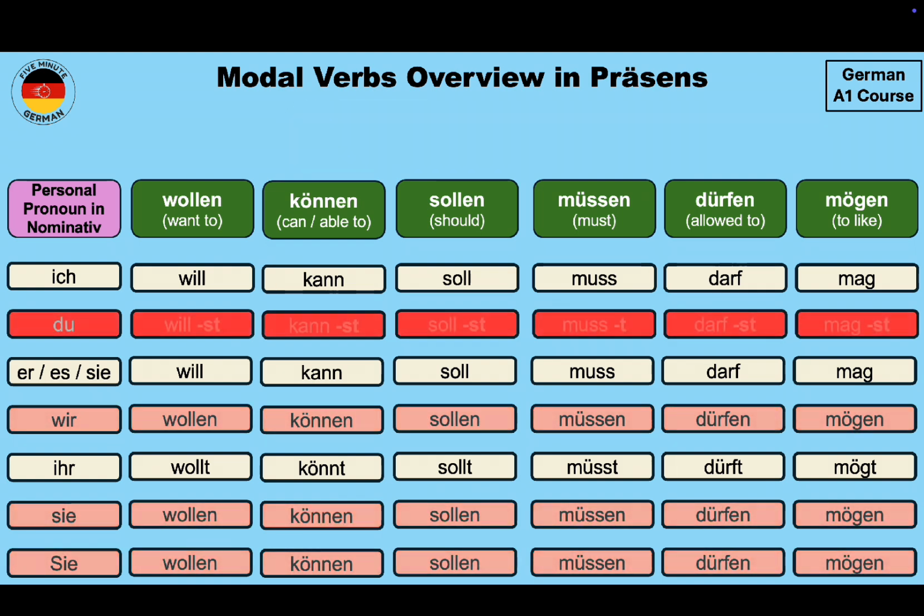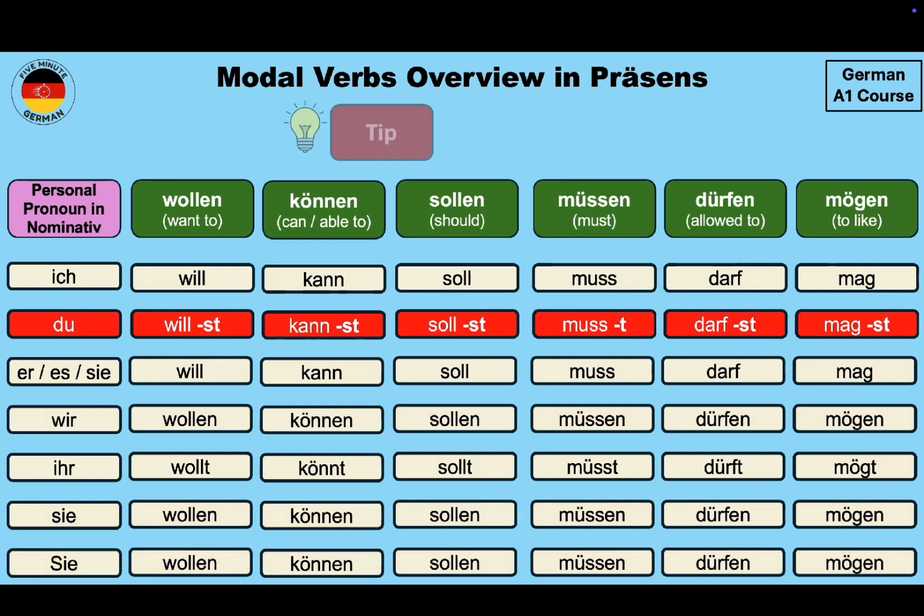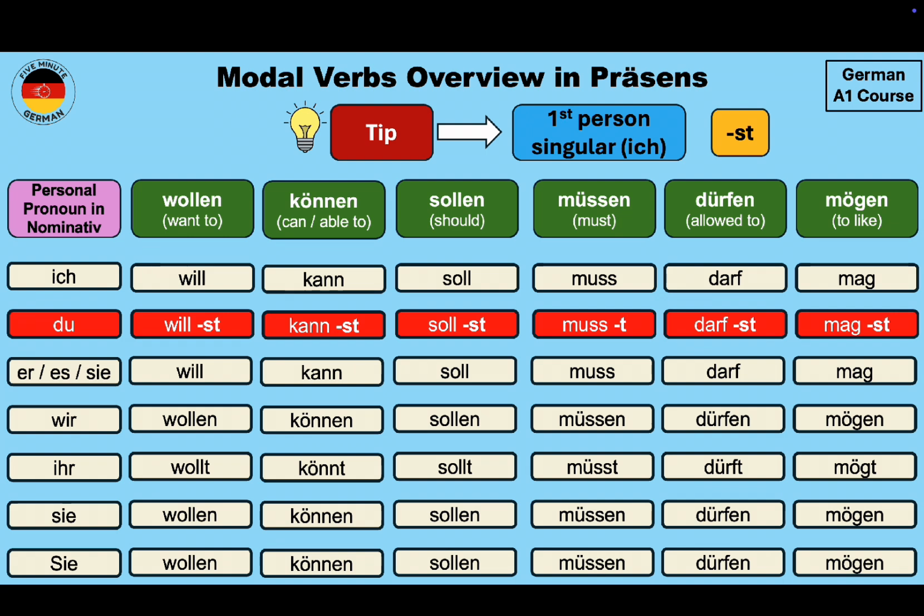Now let's take a look at the conjugations with the personal pronoun du. So the tip to remember these conjugations is that these conjugations are made by using the first person singular conjugation and adding the ending st at the end. So you can see that the first part of the conjugation is the same as the conjugation with the first person singular. So we see that ich will and du will with the ending st at the end. The only exception over here is with du musst. So over here the ending is not st, rather only t, but this is because we already have 2 s's in musst, so you don't have to add another s in the ending.